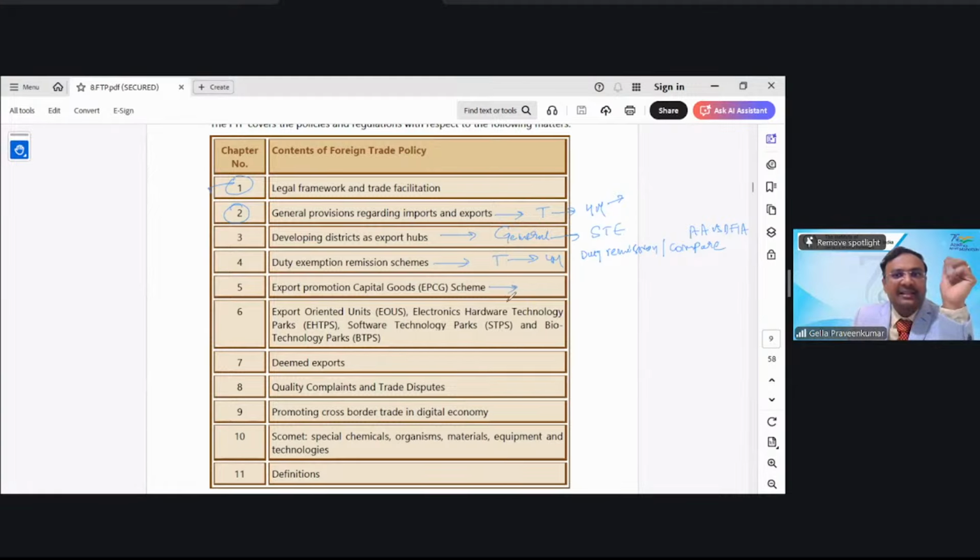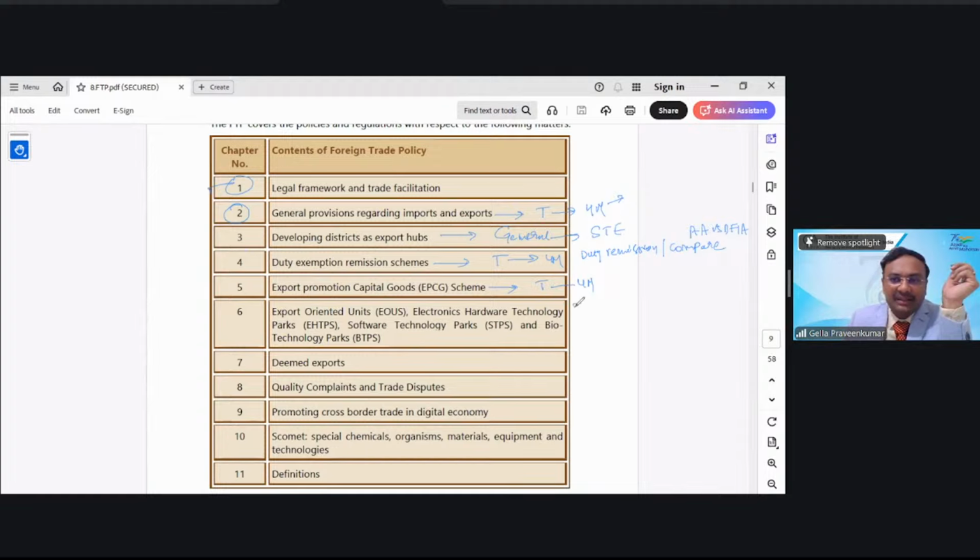APCG, religiously, is of a mutually consecutive nature. Previous attempt they asked, this attempt they may not ask. Again, a theory question: explain the modus operandi of how the APCG scheme will work. XYZ company has imported goods; examine whether they can purchase machinery under APCG for upgradation and renovation. A theory question for 4 marks you can expect from APCG.